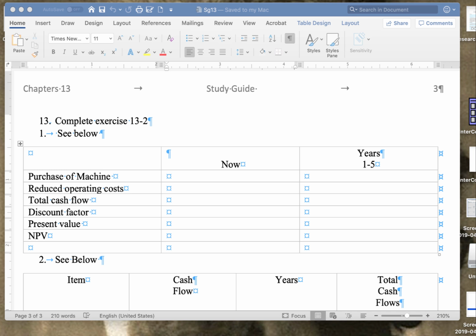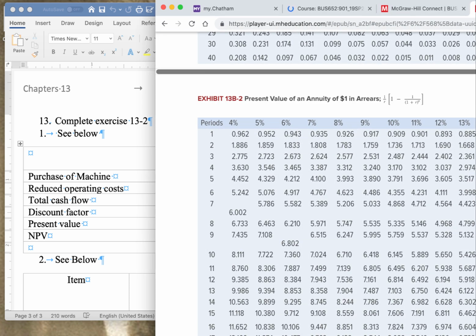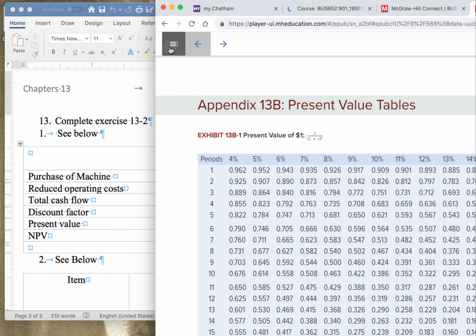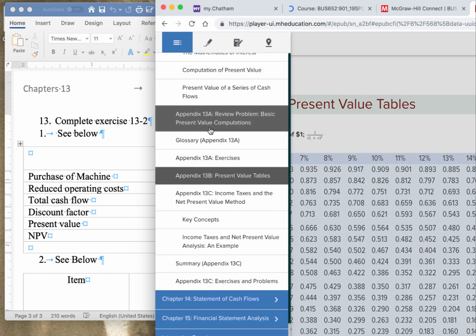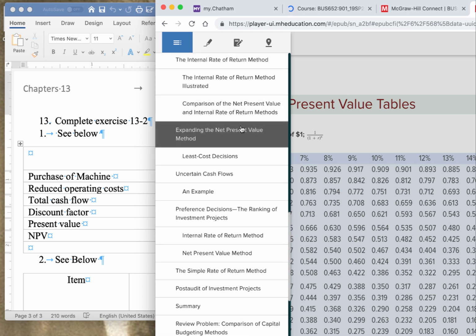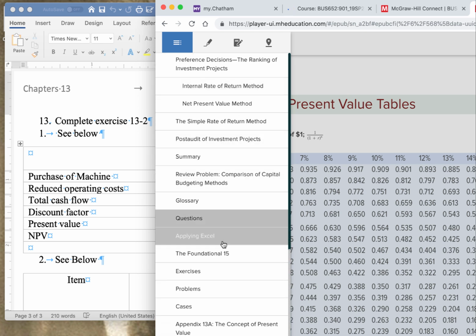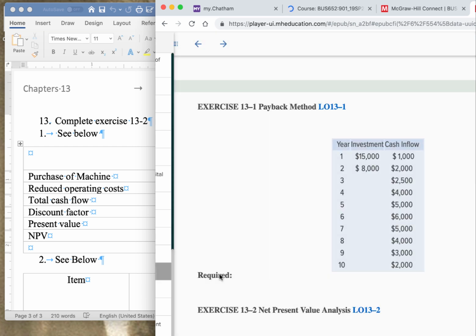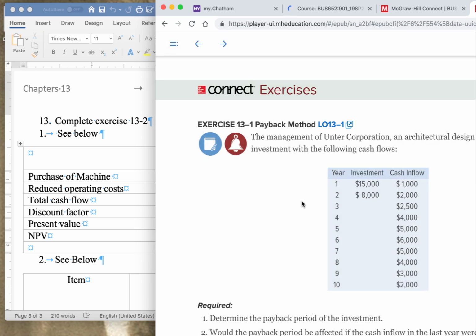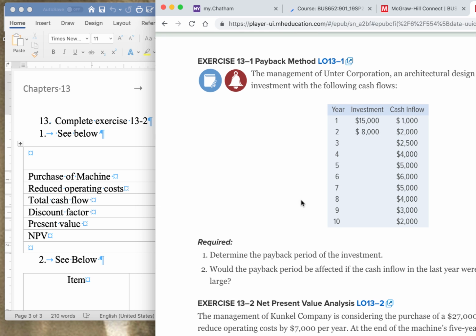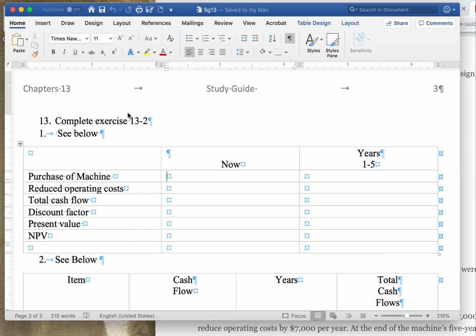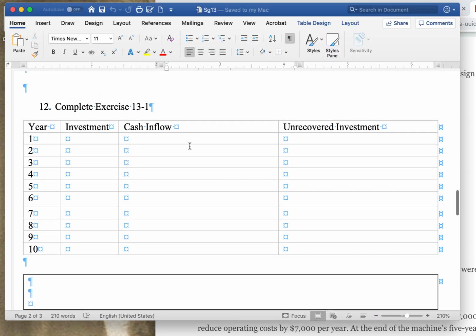We're going to go through the exercises for the study guide, and I'm actually going to use our book here. Okay, so we're going to do exercise 1 first, correct?